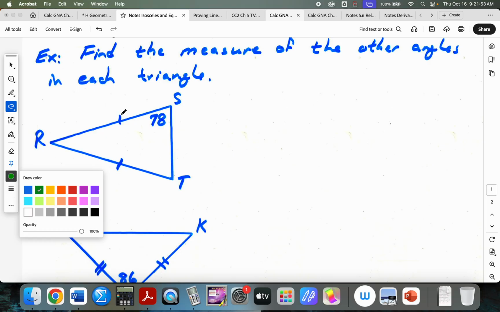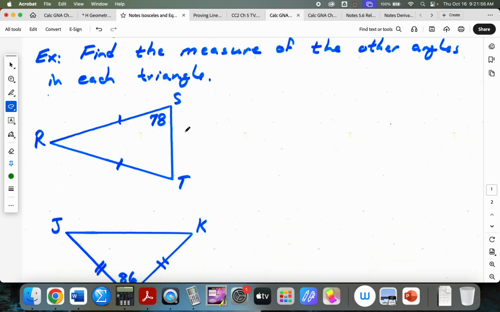All right, so here we have an isosceles triangle. These are the two legs, so that means that this side is the base. So the two base angles are going to be the same size. So which two angles in this picture are going to be the same size? S and T. So T will be 78. And then we can find angle R by adding 78 and 78, which is 156. Yeah, subtracting it from 180, exactly right. So that's going to leave me 24 degrees for this.